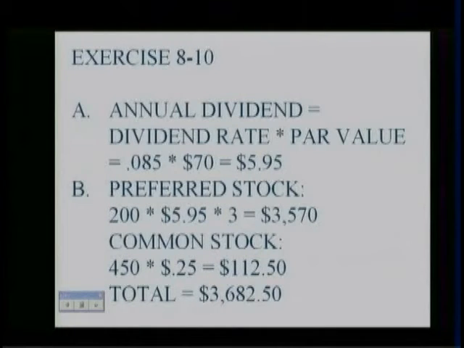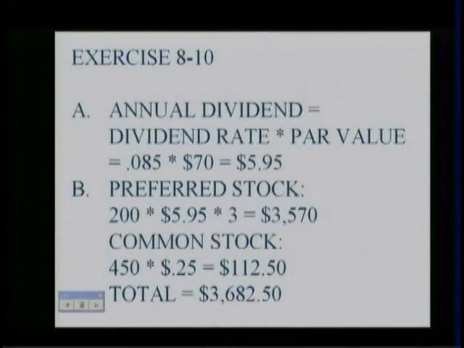The individual owns 200 shares, so you would multiply 200 times 5.95. He hasn't been paid for 2 of the past years, nor for this year, so that means he will be paid for 3 years: the 2 years that he was not paid plus this year. So he would get a total of $3,570 for his preferred stock. Common stock is not cumulative, so he would only receive the dividend for this year, which is 25 cents a share times 450 shares of stock, which would be $112.50.